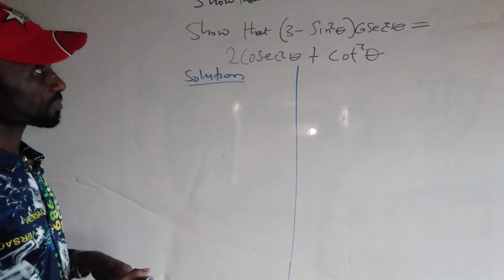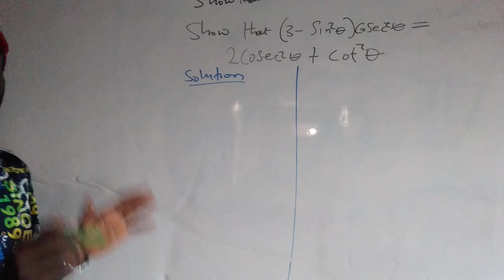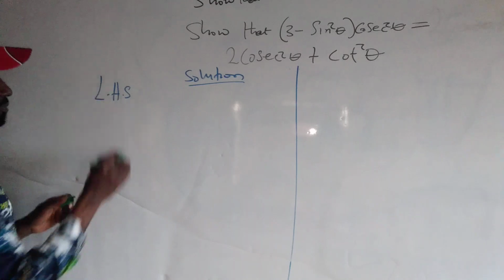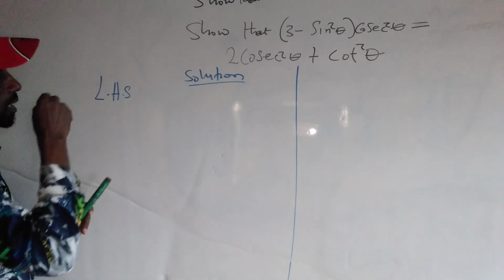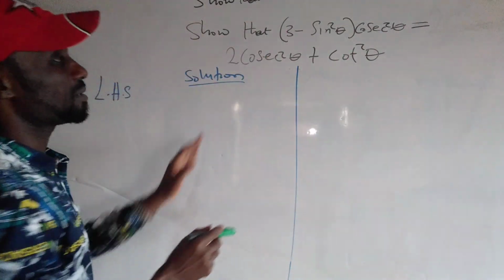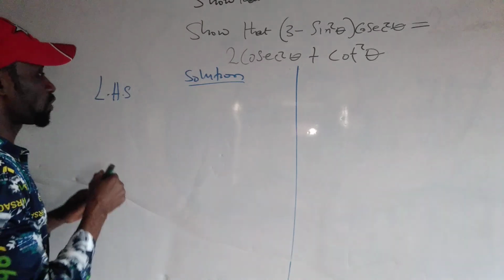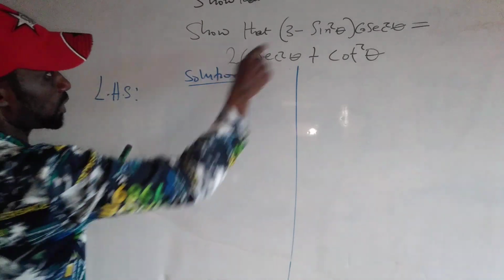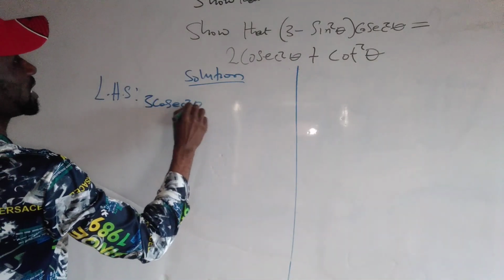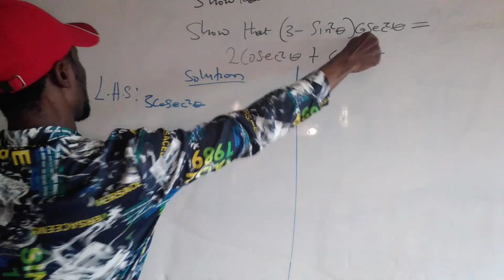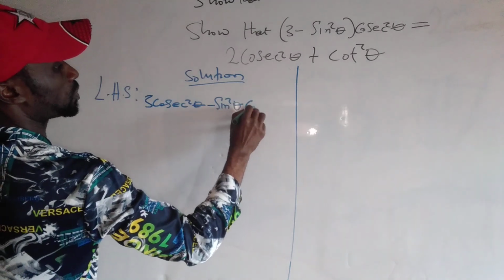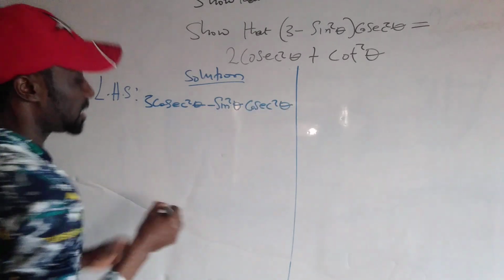So in order to do this, you need to start with the left hand side. I always advise my students, start with the left hand side. Looking at the question, you can remove the bracket by expanding this expression. So straight away, you can multiply 3 by cosec square theta. You have 3 cosec square theta. Then you multiply sine square theta by cosec square theta. You have minus sine square theta cosec square theta.